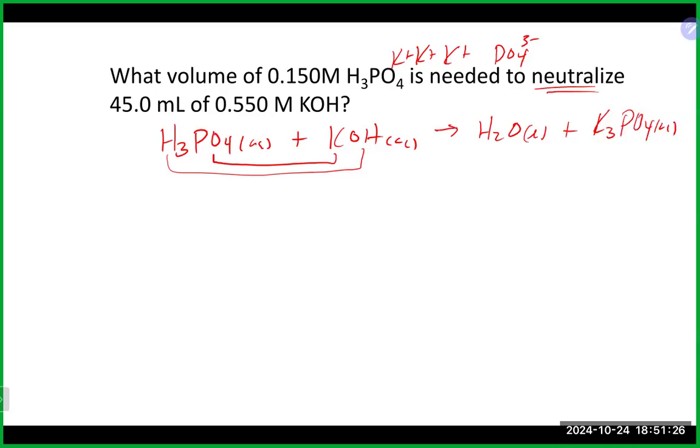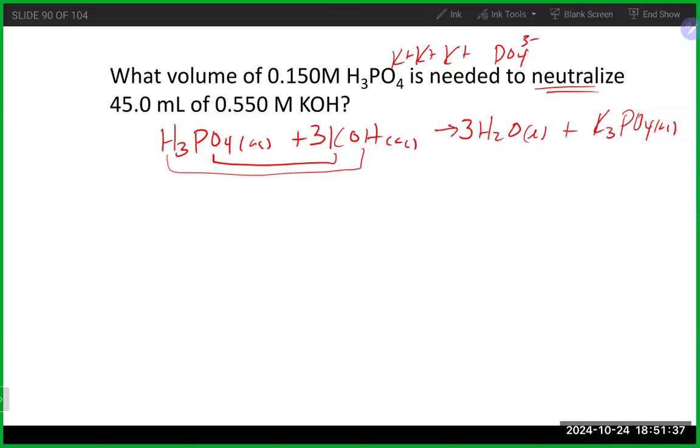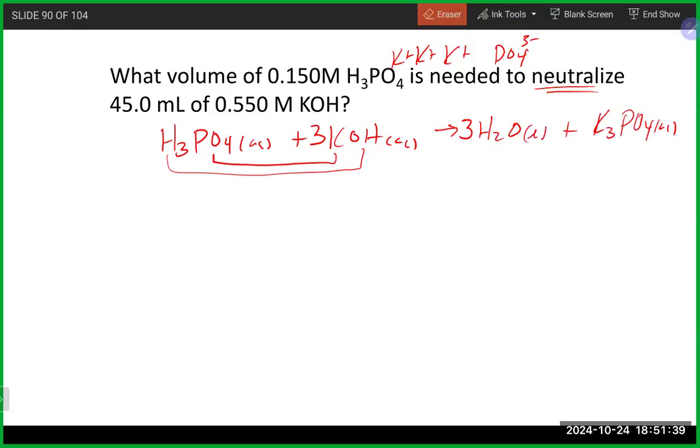Now that we do have the proper formula here, we also want to make sure it's balanced. So I'm going to go with a 3 there and perhaps a 3 there. And I think we should be balanced at this point. Any questions on the equation there?